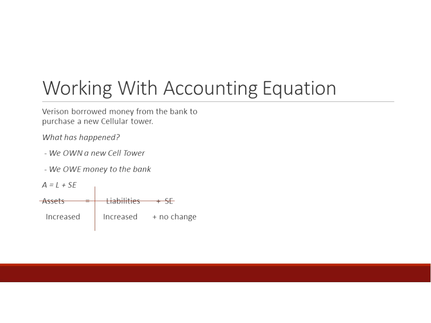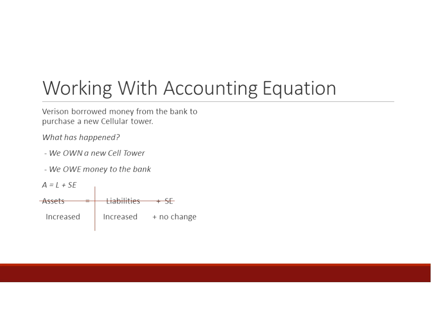So how we work with the accounting equation, so there's a few different ways to look at this. So let's look at a sample transaction here. So we have Verizon who's borrowed money from the bank to purchase a new cell tower. So let's think about what's happened in this simple scenario. We now own a brand new cell tower, and we now owe the bank some more money.